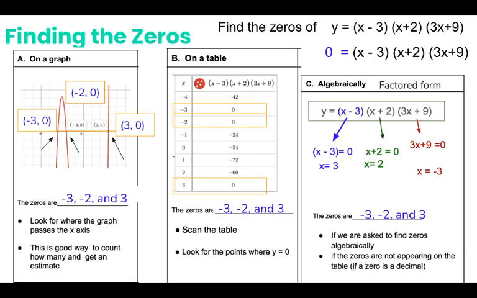Okay, try this out on your worksheet, and when you're done with the practice problems, make sure you check the exemplar.